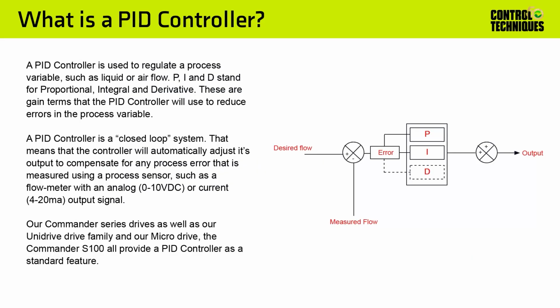A PID controller is used to regulate a process variable, such as liquid or airflow. P, I, and D stand for proportional, integral, and derivative. These are gain terms that the PID controller will use to reduce errors in the process variable. A PID controller is a closed-loop system. That means that the controller will automatically adjust its output to compensate for any process error that is measured using a process sensor, such as a flow meter with an analog or current output signal.